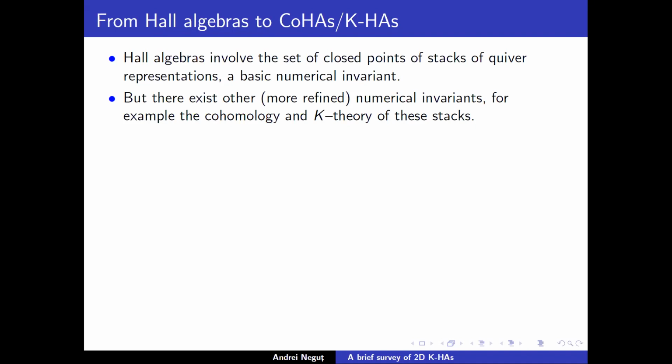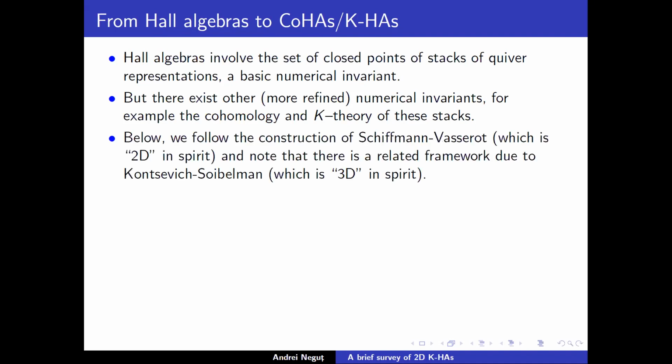For example, homology and K-theory have been very popular in the last few decades. So the presentation I will give you of these so-called cohomological or K-theoretic Hall algebras, they follow the construction and the language of Schiffmann-Vasserot, which was motivated by two-dimensional considerations, which are very much in the spirit of this talk. But I want to point out that there is a different framework by Kontsevich and Soibelman, which deals with similar algebras, but is motivated by three-dimensional considerations like Calabi-Yau threefolds.